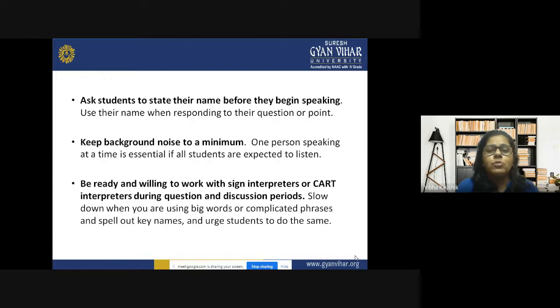Ask students to state their name before they begin speaking. It means you have to tell the students that they must first tell their name before speaking or expressing their views on the particular topic. Use their name when responding to their question or point.